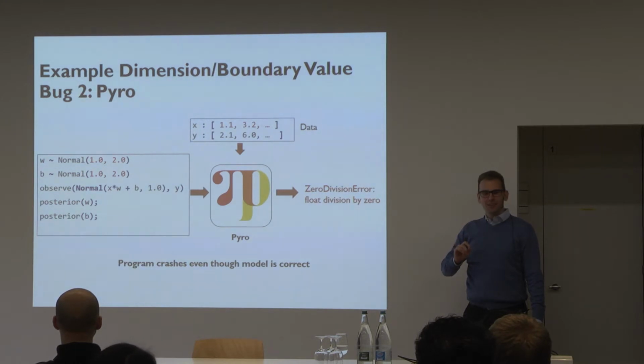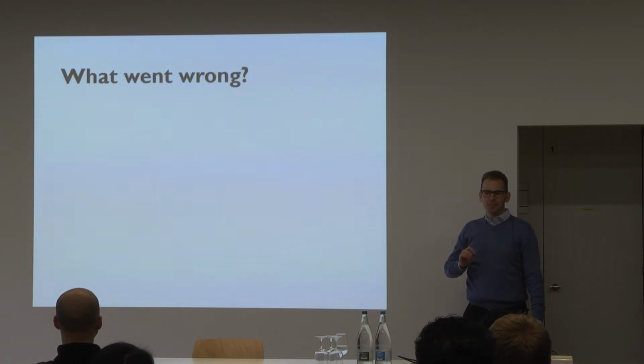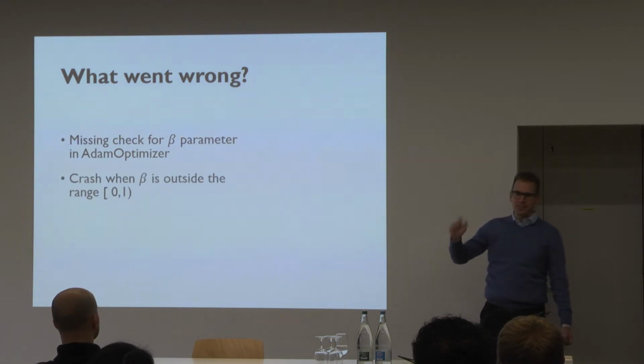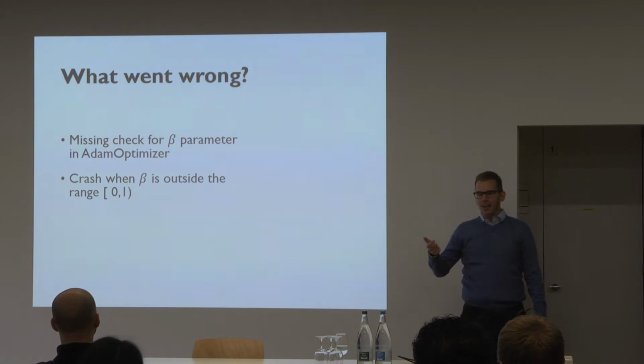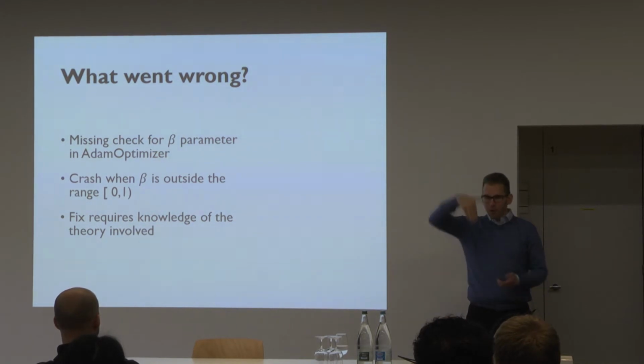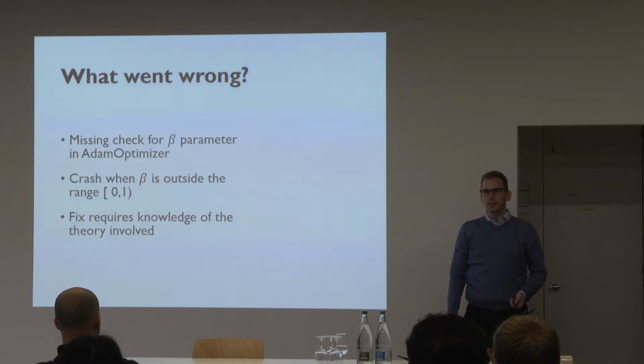Well, the error is somewhere deeper. So what went wrong? It turns out that there is a missing check for one of the parameters in the Adam optimizer, and it crashes when that parameter is outside of the range 0 and 1. So first we needed to go into the optimizer, figure out what was going on, and also look at the theory behind it.